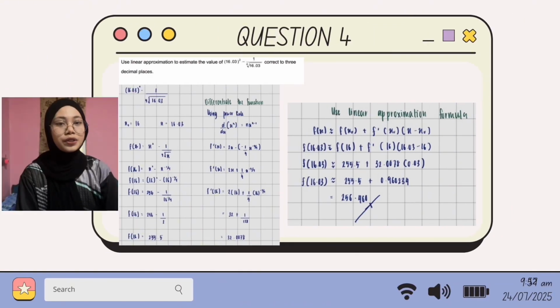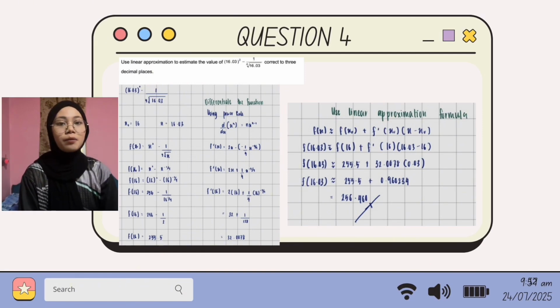I will explain question number 4. It will be our last question, and the question is about linear approximation. We are asked to estimate the value of 1/0.03 to the power of 2 minus 1 over the fourth root of 1/0.03. First, let f of x equal x to the power of 2 minus x to the power of minus 1 over 4. We choose x0 equal to 16 because it is close to 16.03.